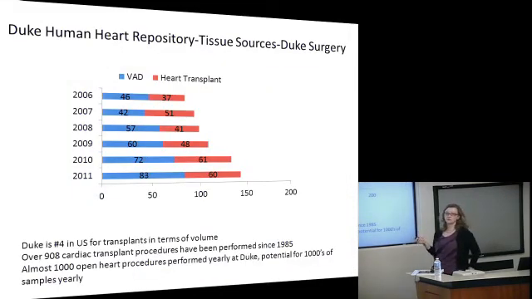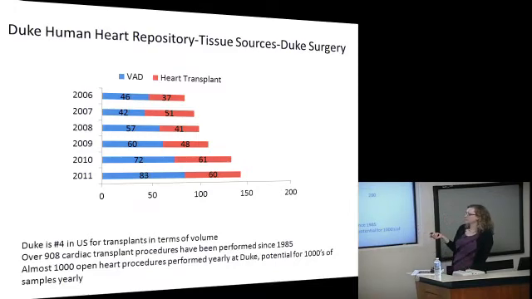So Duke is a high volume center in terms of both transplant and open heart procedures. And this is a summary of the number of heart transplants that have been performed at Duke over the past 5 or 6 years, and also the VAD procedures that are performed at Duke. And all of these procedures would yield tissue for research.